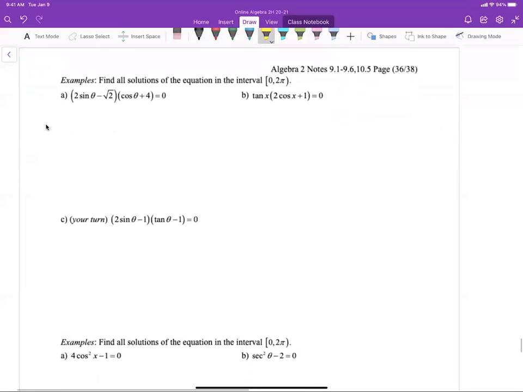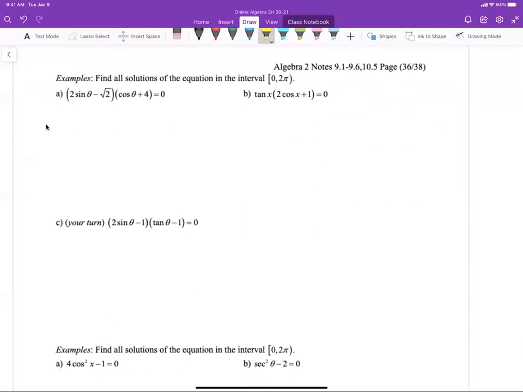So here we go. Find all the solutions on the interval of 0 to 2 pi. I should make sure to note that we have a bracket on 0 and a parenthesis on 2 pi. The interval is 0 to 2 pi, but 2 pi isn't included because 0 and 2 pi are located at the same location. So it's a parenthesis. So this is our interval. That means we're in radians.